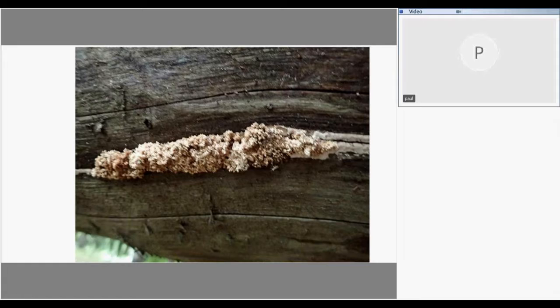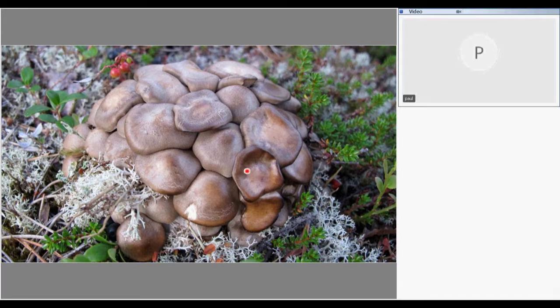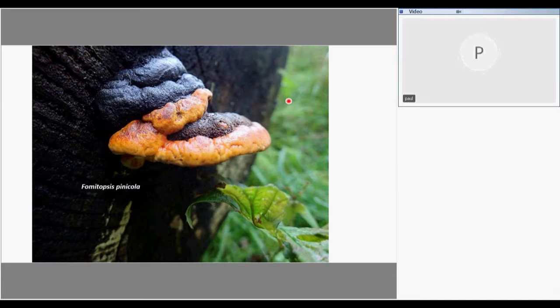Here's another small type of mushroom, which is a type of coral fungi. And some can look like this. This looks like a pile of moose shit. And here we have another type of saprophytic mushroom. This is very hard.